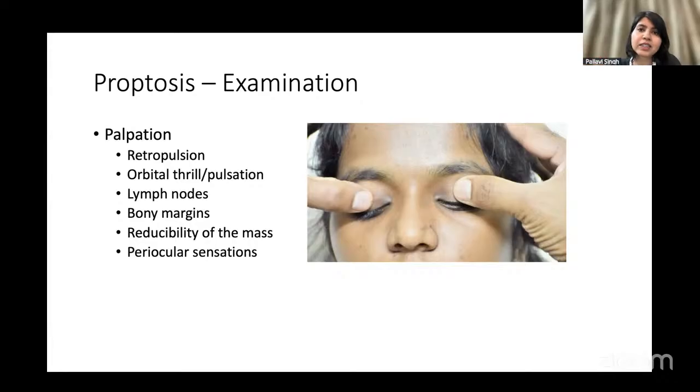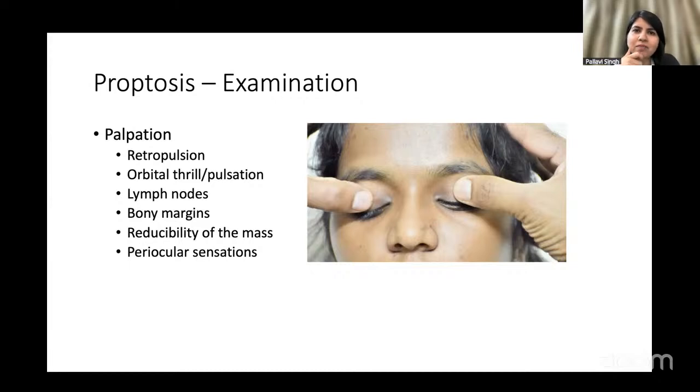In cases of malignancies, in general, you always want to check for lymph nodes, because you might find that there are lymph nodes that are positive. You want to look at the preauricular, the submandibular, and the cervical lymph nodes. These three lymph node areas should really be checked. Again, it's important to palpate bony margins, especially in cases of malignant tumors. There might be some damage to the bony structures there.